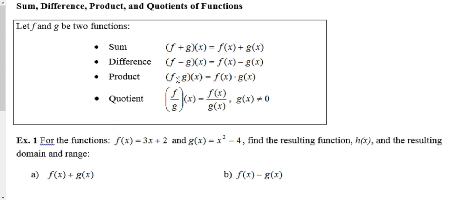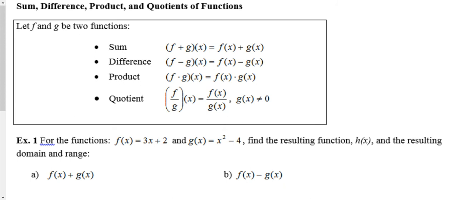Your product rule is the same thing. Multiply either within the brackets or separate it out. Quotient is the same thing as well. Just make sure that your division is f and g together, or f of x divided by g of x. In this case, g of x cannot equal 0 as well.